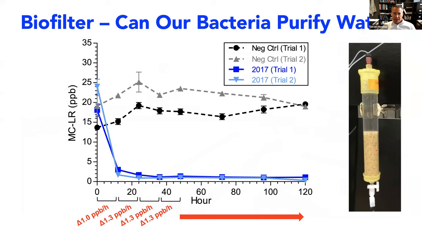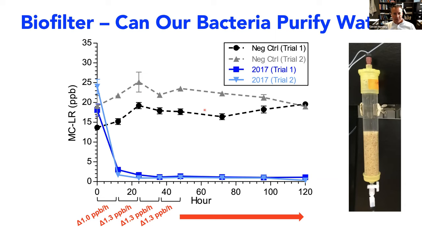We take this sand and we either have negative controls, sand filters without our bacteria, or here in blue, we have two different filters with our bacteria. This is just for what we call reproducibility. We want to make sure we're not generating random data, but that it's reproducible. What you can see here in black and gray, the sand filters without our bacteria, they do not bind microcystin. They do not degrade it.